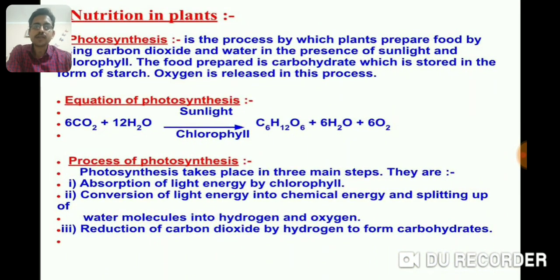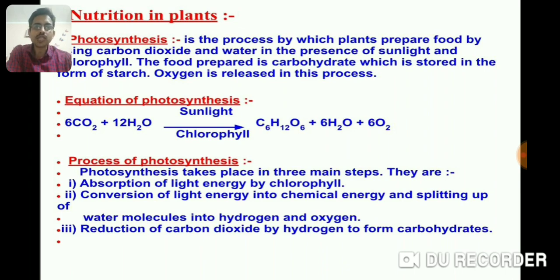Nutrition in plants. Plants perform photosynthesis, which is the process by which plants prepare food using carbon dioxide and water in the presence of sunlight and chlorophyll. The food prepared is carbohydrate, which is stored in the form of starch. Oxygen is released as a byproduct in the process of photosynthesis.